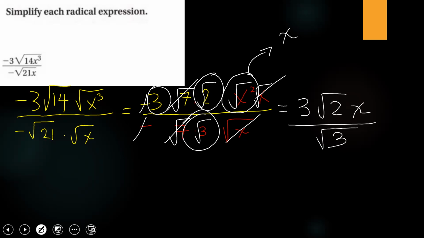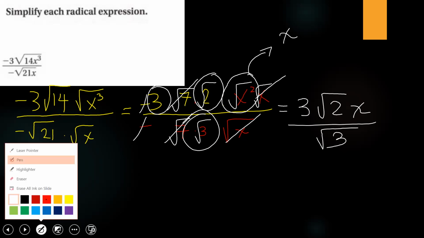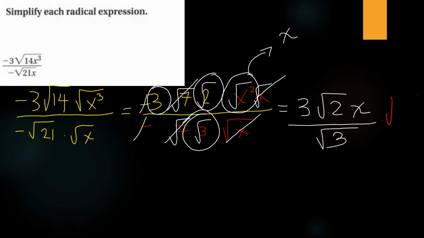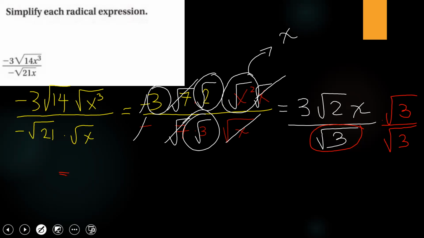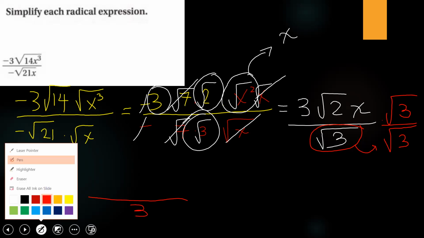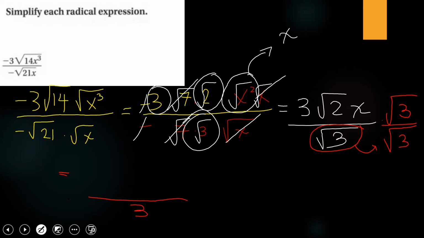Now, did I finish here? No, because we have a square root in the denominator, so we have to multiply the square root of 3 in the numerator and in the denominator. Look at the denominator. We have the square root of 3 times square root of 3, which is 3. And up here, we have 3x.